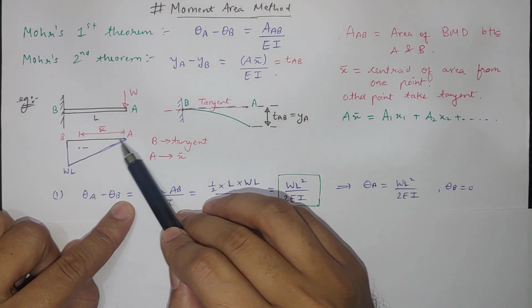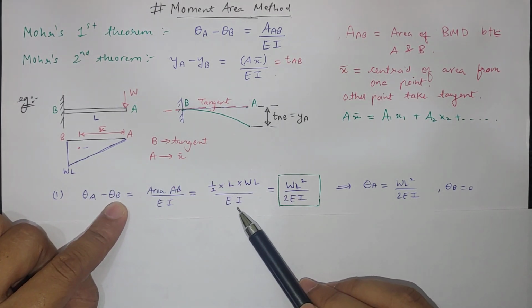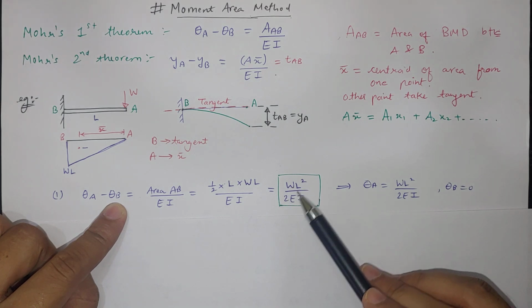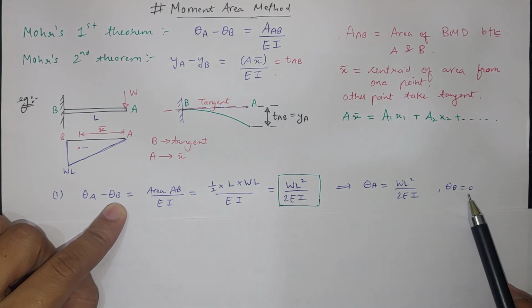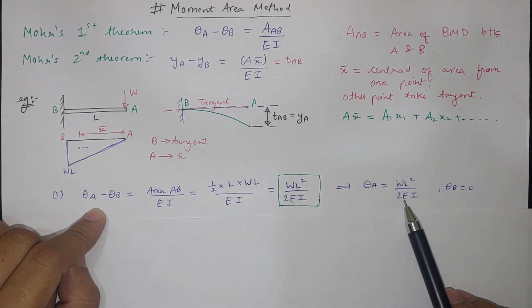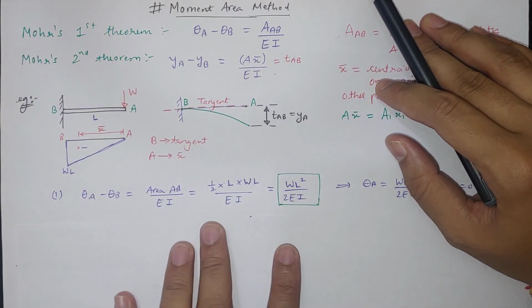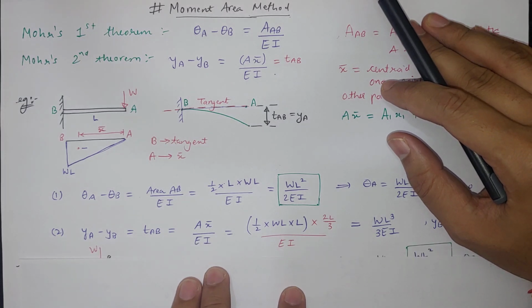So area is simple, area of this, which is half into L into WL, area of bending moment divided by EI. So we will simply get this WL square by 2. We know that theta B is 0. That's why this formula WL square by 2 will be equal to theta A. So slope calculation is easy. We now look at the deflection calculation.